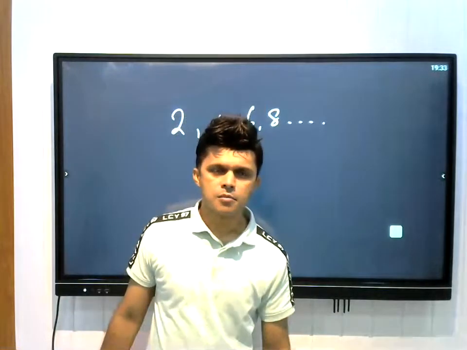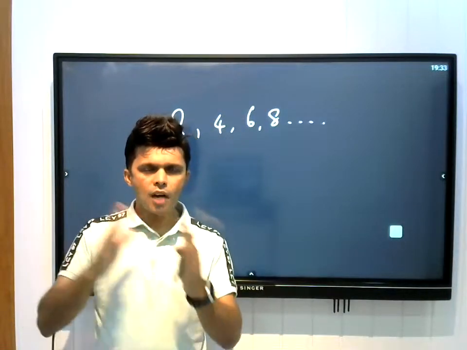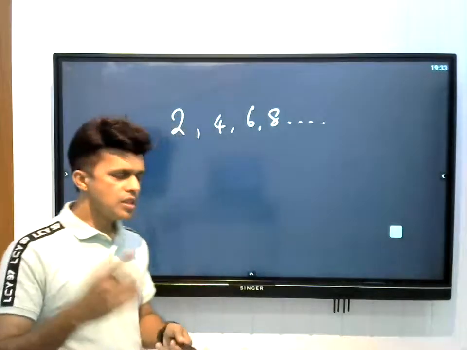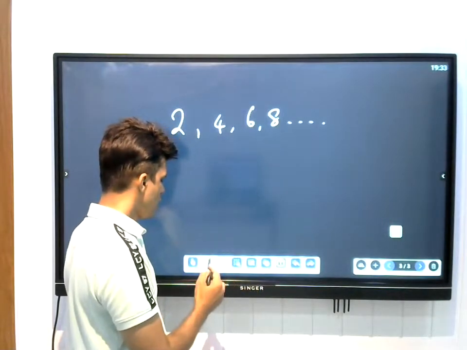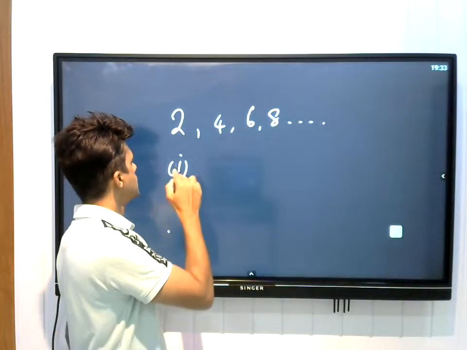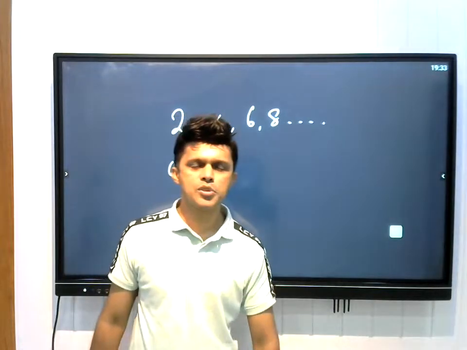After getting the values of A and D, we could calculate the given terms. This is the second question. For the previous one, we have taken the values of A and D.